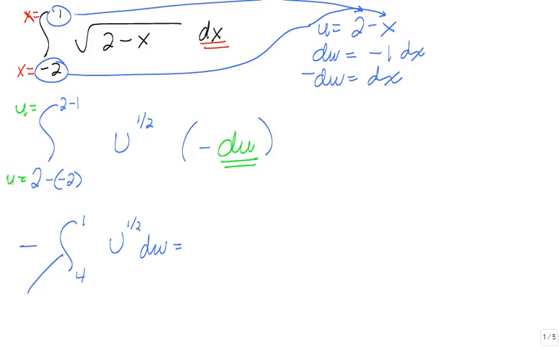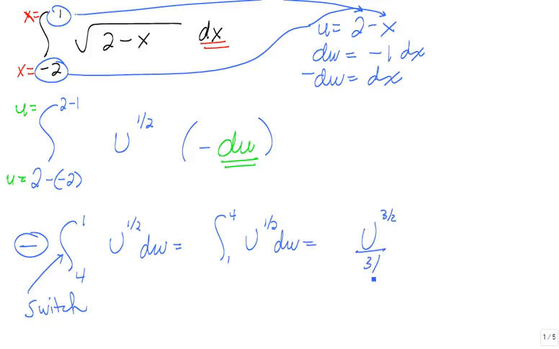And I can switch my limits. I usually like the lower one on the bottom. When I switch that, the negative disappears. So the rule is when you switch your limits, you add a negative sign. And I add 1 and divide by the exponent. I don't need the constant because this is a definite integral. So that's going to be 2/3, 4 to the 3/2 minus 1, which is 2/3.